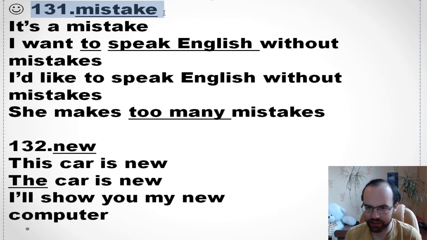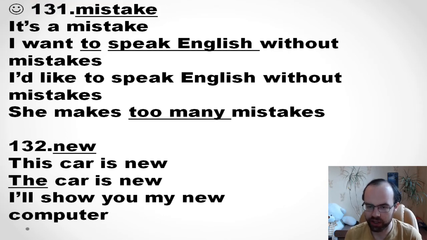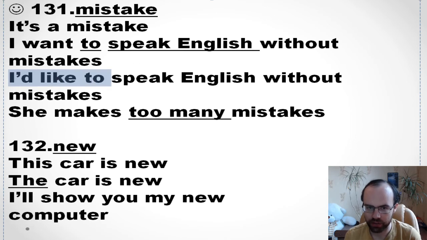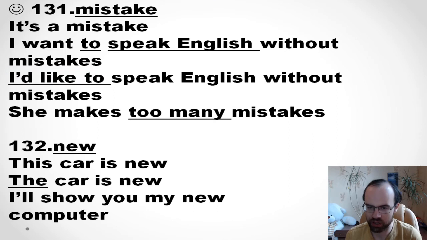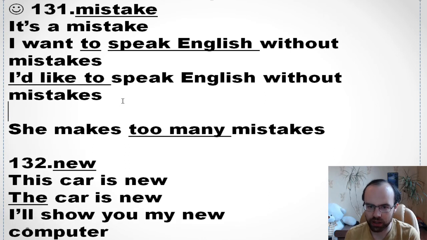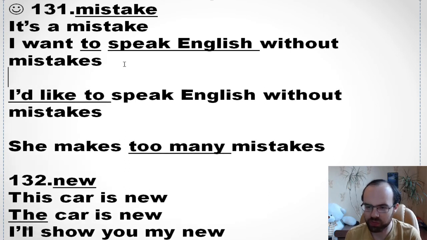Okay, mistake. It's a mistake. I want to speak English without mistakes. Right, so we can say I want to speak English without mistakes, or you can use this structure, I'd like to speak English without mistakes. So you can also say I want to speak English without any mistakes at all.